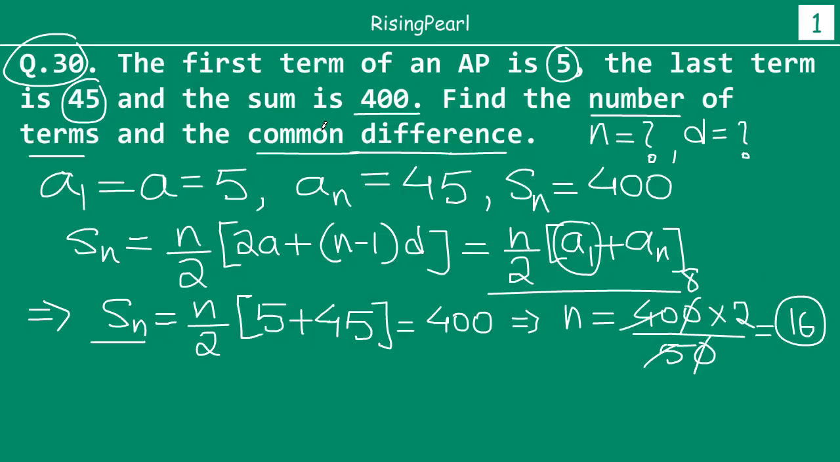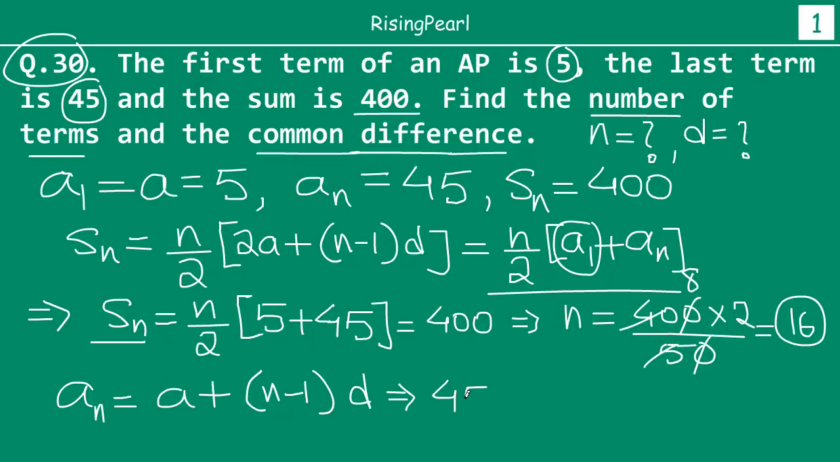So how can we find out the common difference? Well, we simply know that the nth term is nothing but a plus (n minus 1) times d, right? Or it should be equal to, so the nth term itself is given as 45.